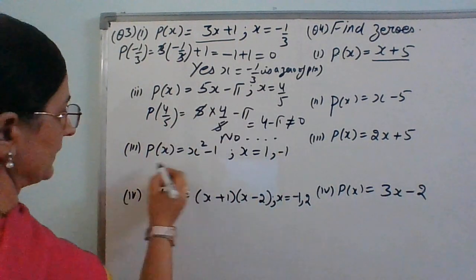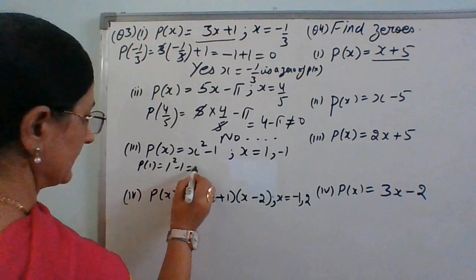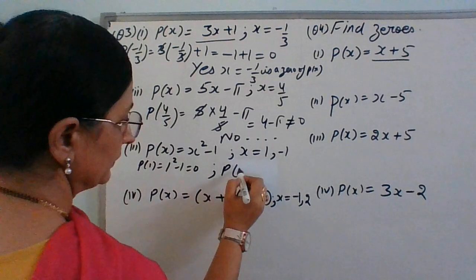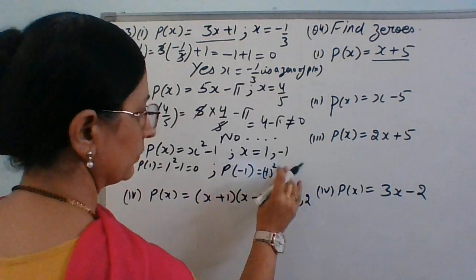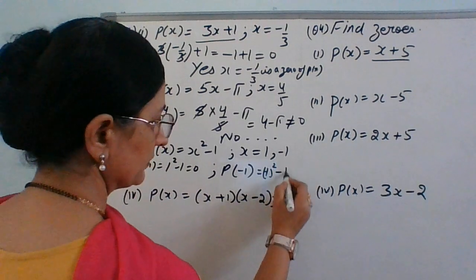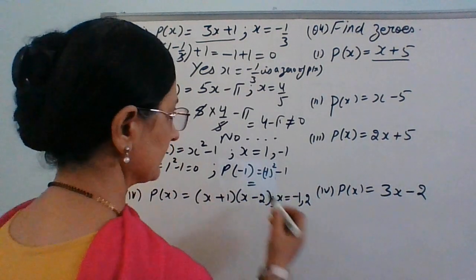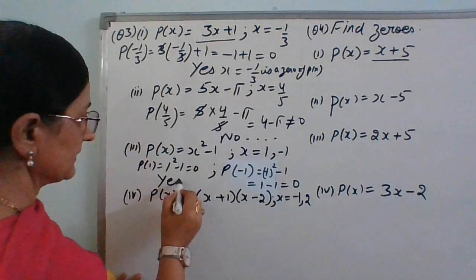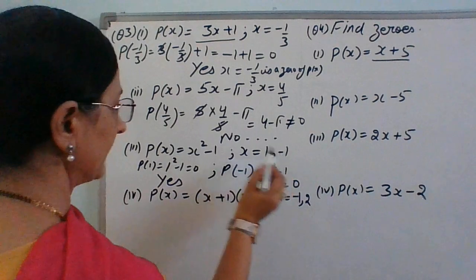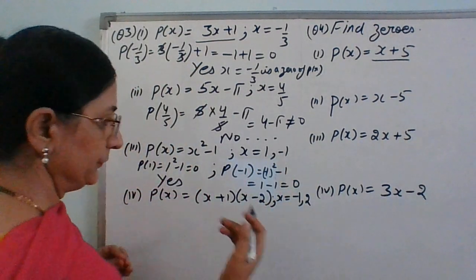Now let us check this one. Okay, so p of 1 will be 1 square minus 1. Yes, 0. And if we put p of minus 1, square is also 1 only. So that also gives us the same answer, because when we square that number minus 1, that is positive 1. So that is 0. Yes. So here the answer is yes, x equals to 1 and minus 1 are the zeros of the given polynomial. Now let us check the fourth one.